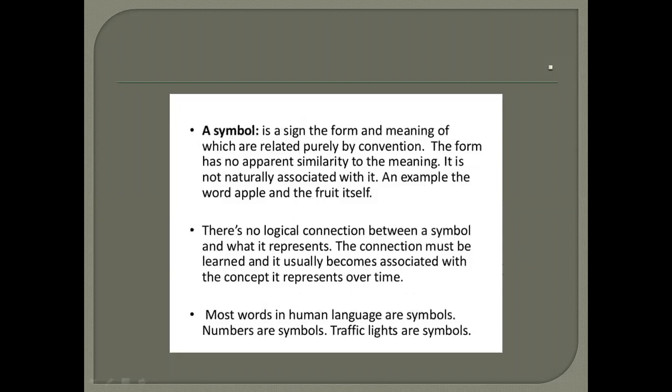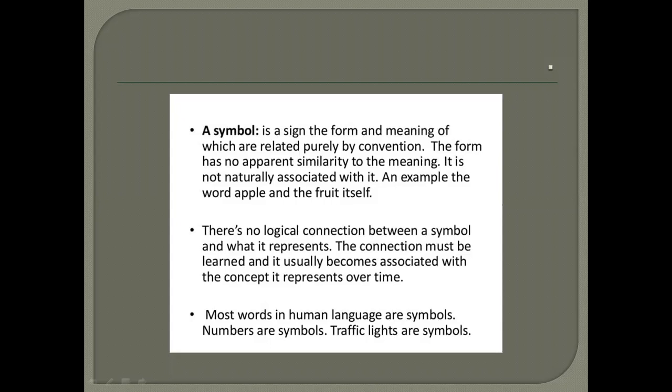Next one is the symbol. A symbol is a sign, the form and meaning of which are related purely by convention. The form has no apparent similarity to the meaning. It is not naturally associated with it. An example is the word apple and the fruit itself. That is a symbol, and there is no logical connection between the symbol and what it represents. The connection must be learned. It usually becomes associated with the concept it represents over time.